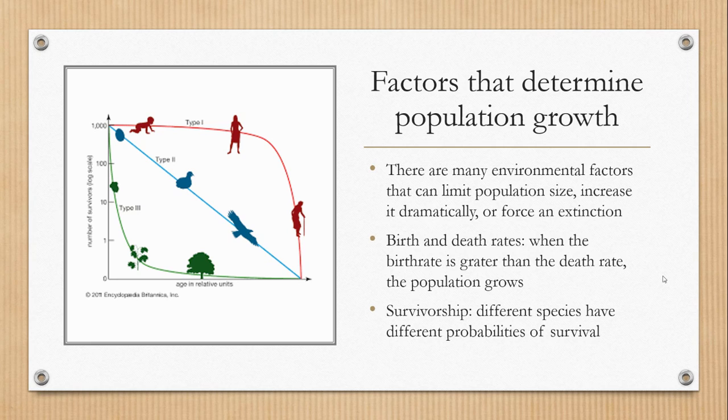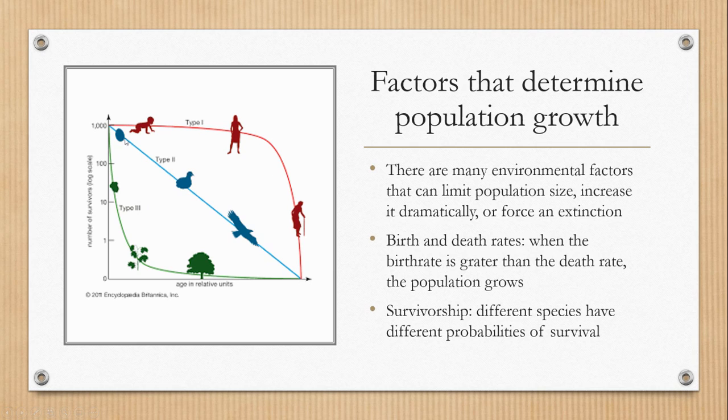And then we also have something called survivorship. This is just that different species have different probabilities of survival during its lifetime. And this right here is a survivorship curve. So if we look at organisms like humans, we have very few babies that are born, and most of them are going to survive. Like our babies are doing all right. But the older that the human gets, the more likely they are to die.